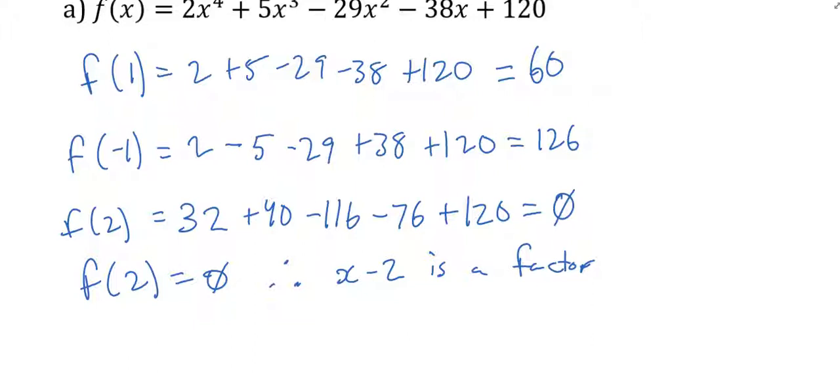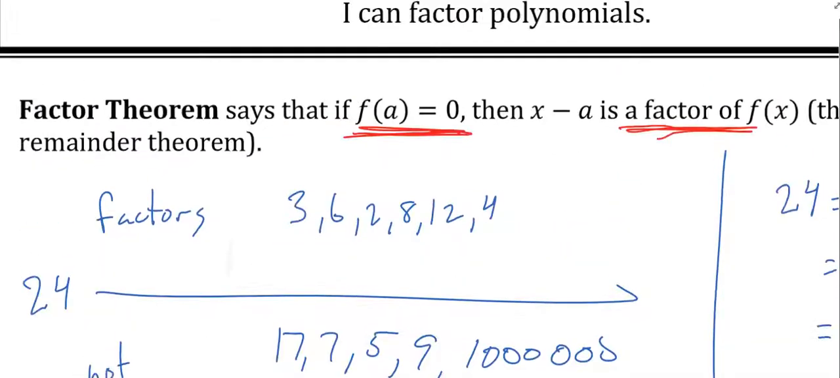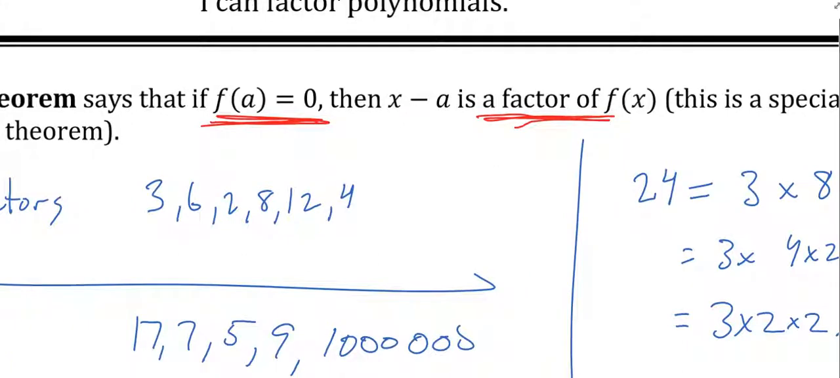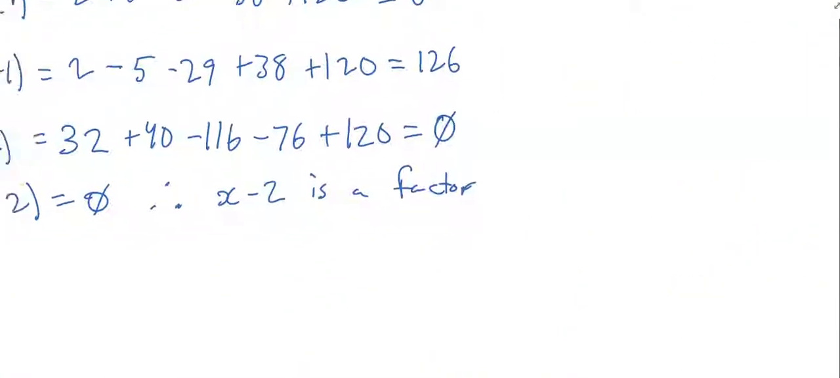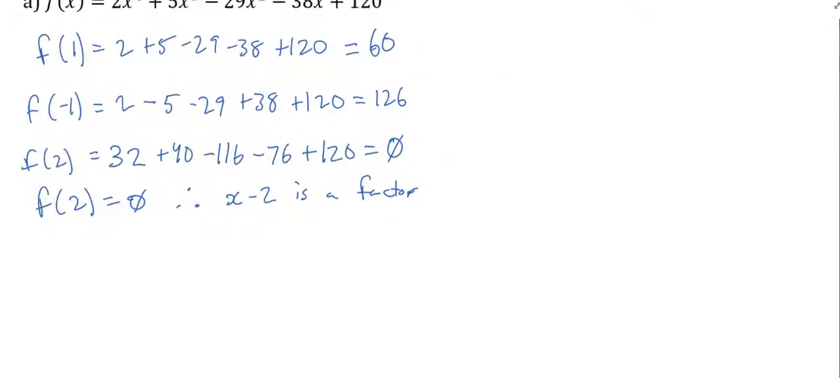Why isn't it 2 minus a? Because the theorem is x minus a and f at a. Oh, f at a, okay. So then we go off to the side and we do the dividing. I've got 2, I've got 5, I've got -29, I've got -38. These are just the coefficients, and I've got positive 120.